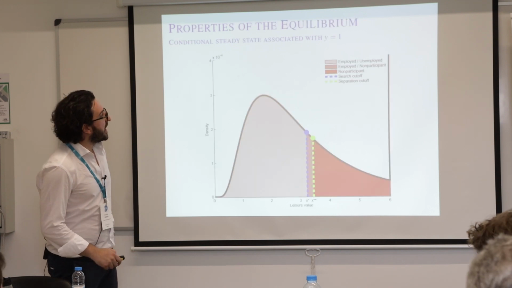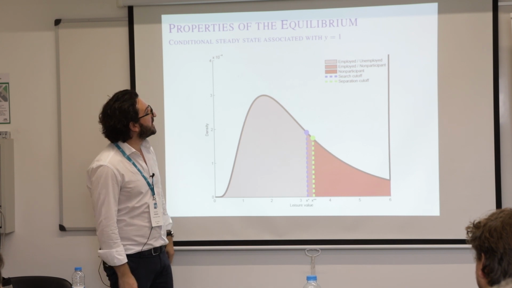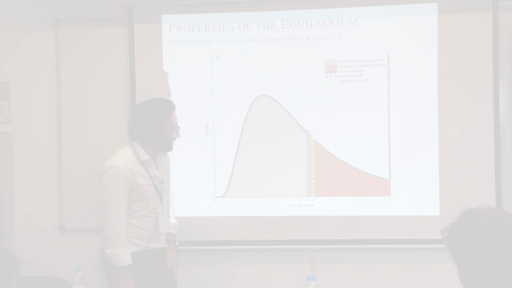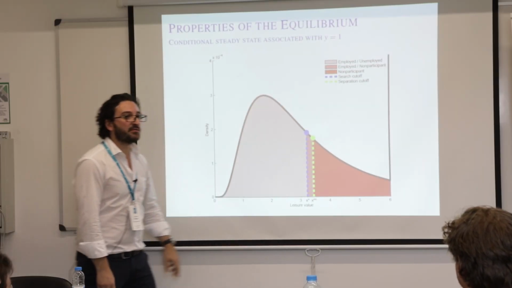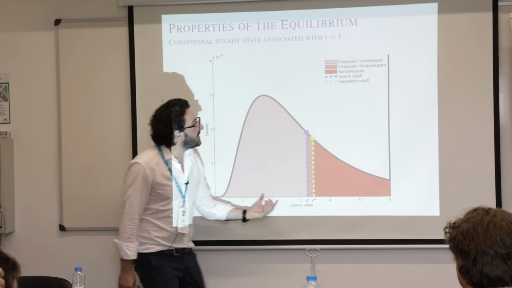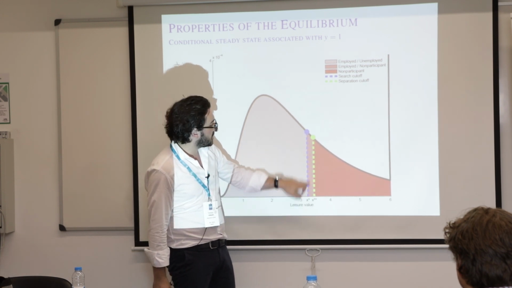Now, just to give you a brief intuition of the basics of the model. Take the calibrated model, so fix the parameters. This is the steady state of the model, conditional on productivity being equal to 1. Here I'm plotting on the horizontal axis x, the leisure value, and this is the density of people at x. Basically, the model features two cutoffs. There is a search cutoff. This is the blue one.